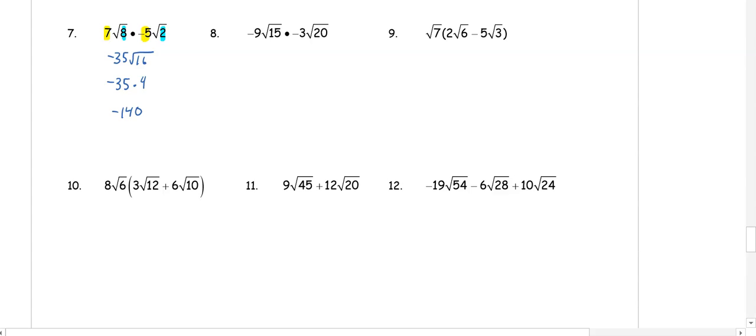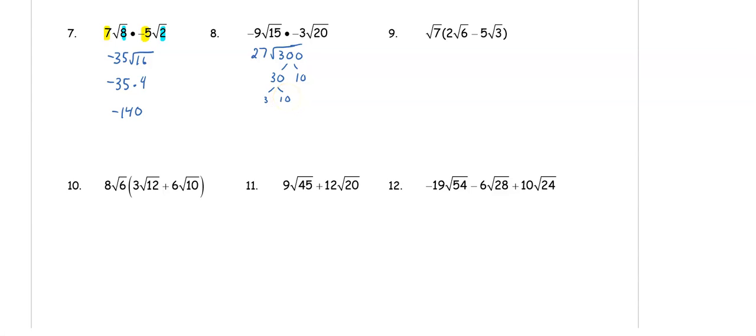In number 8, when we multiply, -9 times -3 is 27. 15 times 20 is 300. 300 is not a perfect square, so we're going to simplify. So this can simplify to 30 and 10. Now to save us some time, 30 simplifies to 3 and 10.